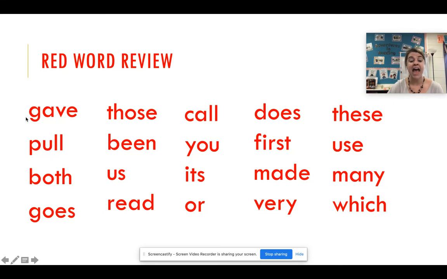All right, let's go ahead and practice all of our sight words before we get off. Here we go. Ready? Gave. Pull. Both. Goes. Those. Been. Us. Read. Call. You. It's. Or. Does. First. Made. Very. These. Use. Many. Which. Very good, you guys. Don't forget to send those pictures to Miss Gates.